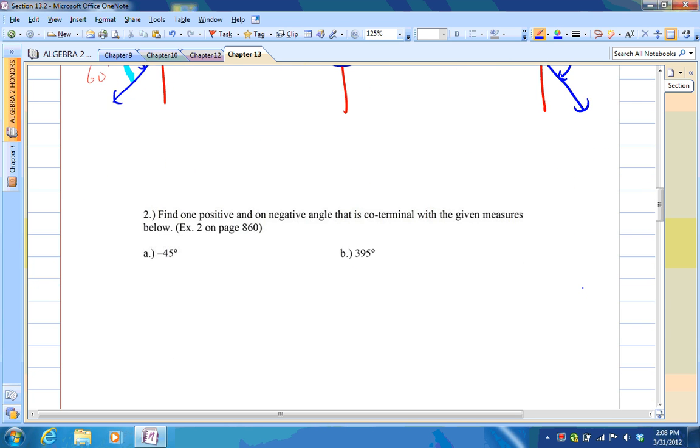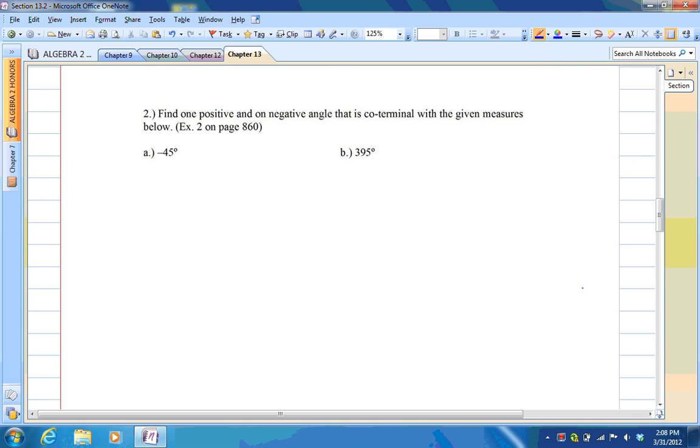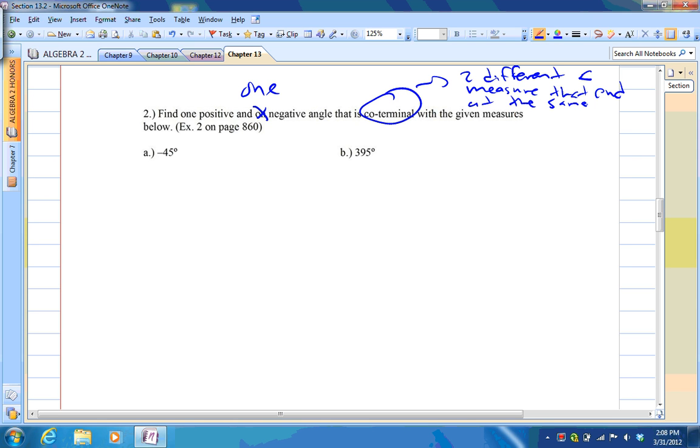Let's look at example 2. Find one positive and one negative angle that is coterminal to the given measures below. Coterminal means that two different angle measures end at the same place. That's all it means. Coterminal is two different angle measures that end at the same place. So let's find one positive, one negative angle that's coterminal.